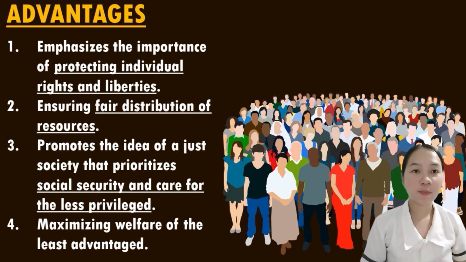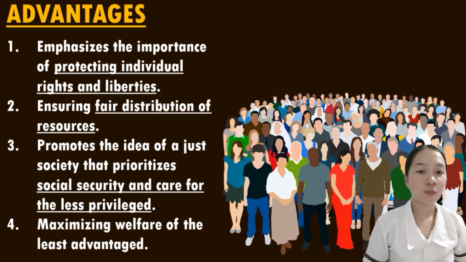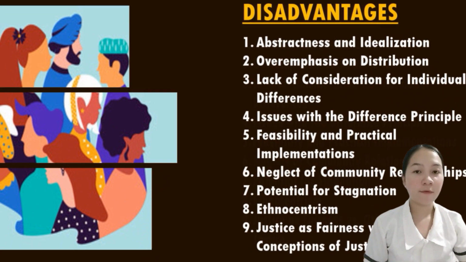And the fifth one is promoting fair equality of opportunity, such as education, healthcare, and access to resources, which play a critical role in ensuring that everyone has a fair chance to succeed. And the last one is encouraging social cooperation. It means individuals are more likely to view social cooperation as beneficial and fair.